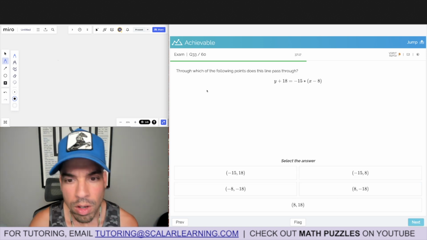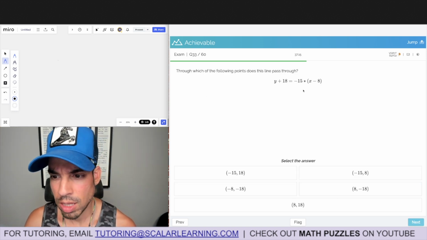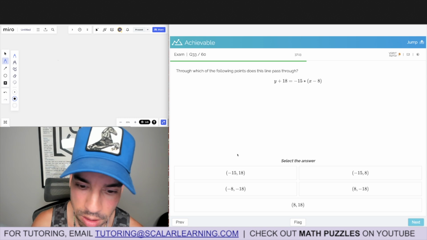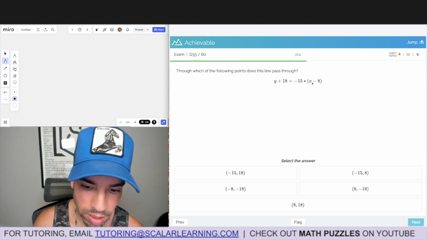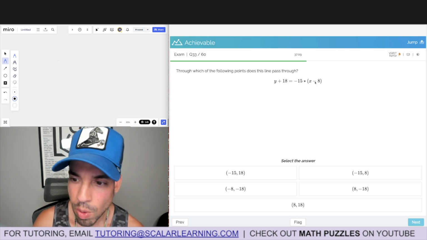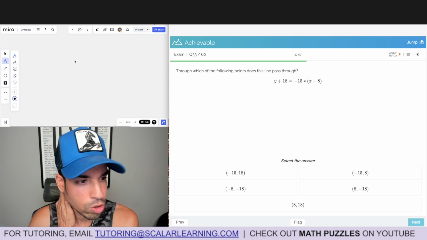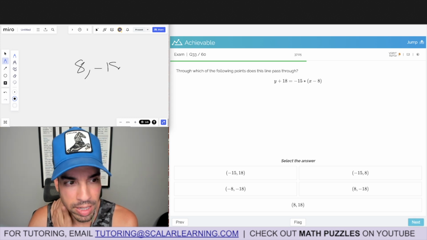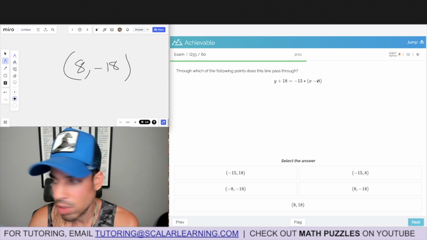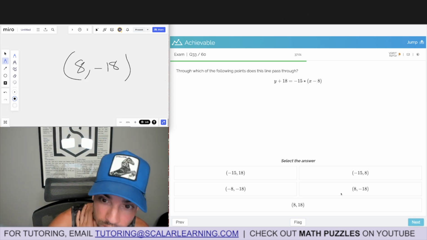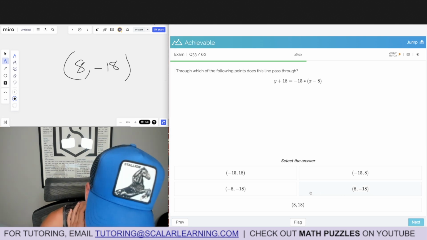Okay. Which of the following points does this line pass through? Okay, let's test. So negative 15. Well, wait a minute. Maybe it's obvious because it's in point slope. Maybe it's just 8 comma negative 18, because that's what point slope tells us, that that's a point. Yes, 8, negative 18, right here.